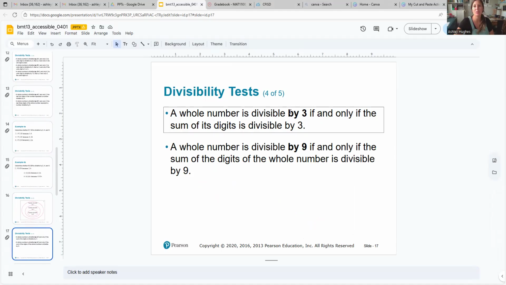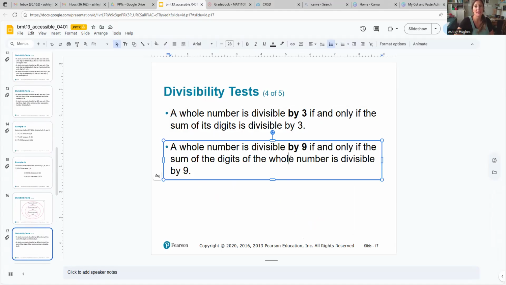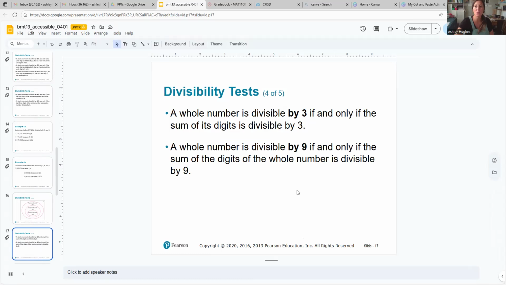A whole number is divisible by 3 if and only if the sum of its digits is divisible by 3. And a whole number is divisible by 9 if and only if the sum of the digits of the whole number is divisible by 9. So these are really fun for me.